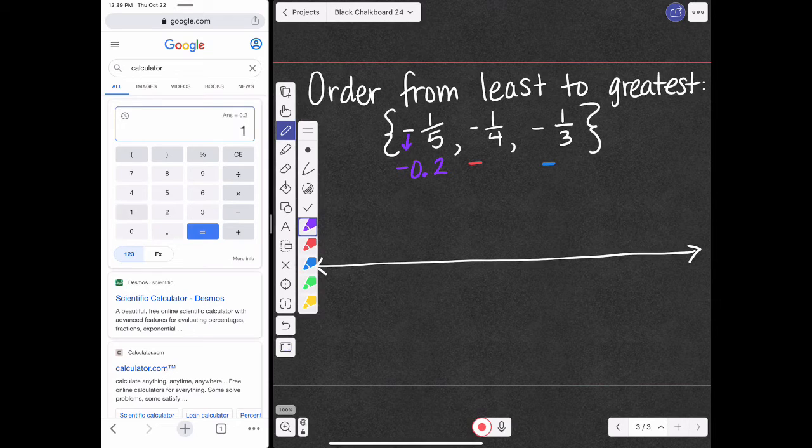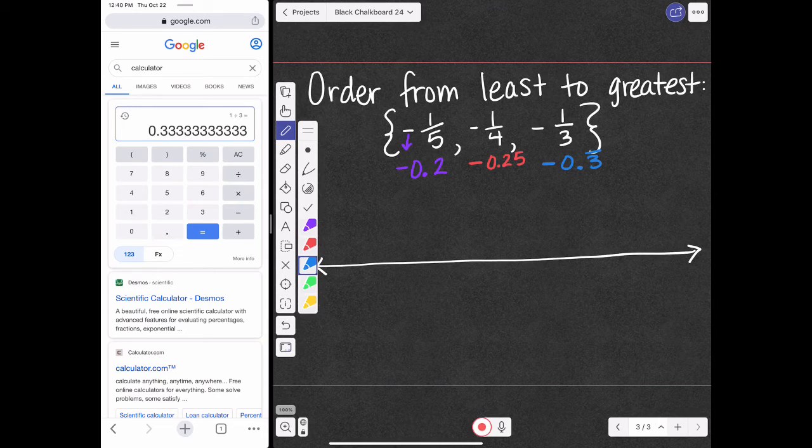Now I'm going to do the -1/4. So I'm going to type in 1 divided by 4 equals 0.25. So I'm going to have 0.25, and this is going to be negative. And then I have the -1/3. So I'm going to type into the calculator 1 divided by 3. And I get 0.3333. So I'm going to write 0.3 with a line over it since it's repeating.